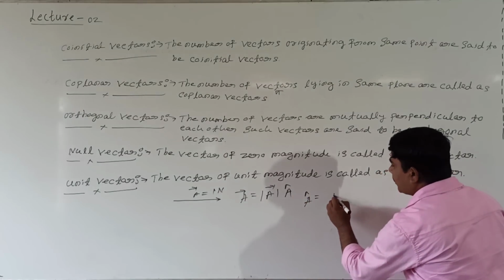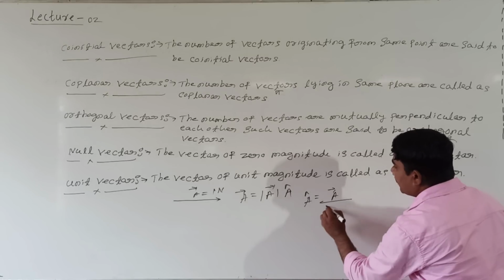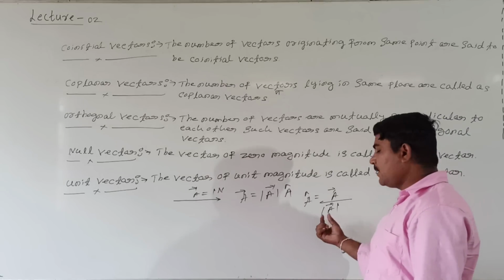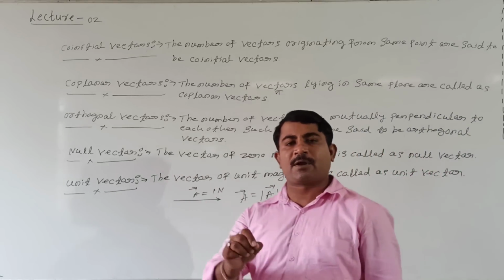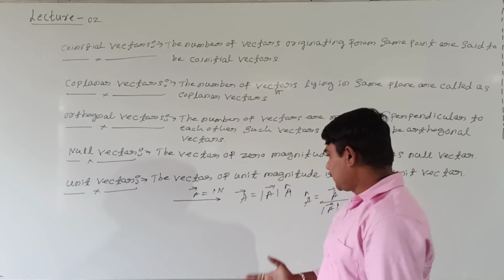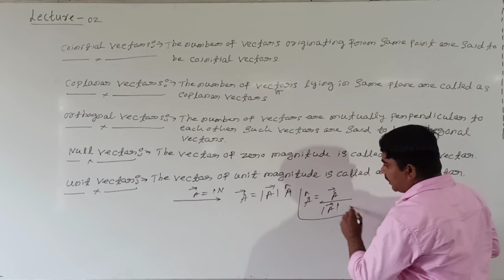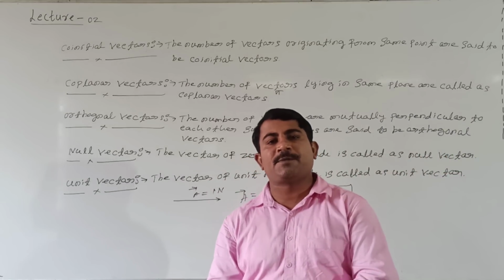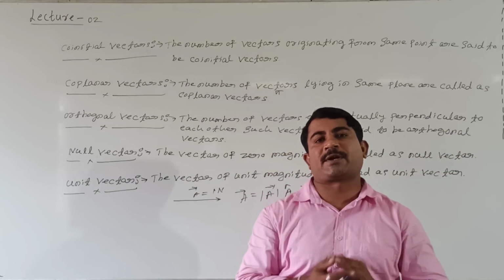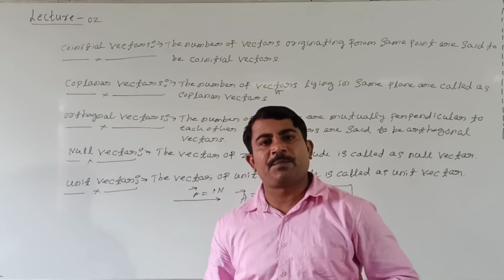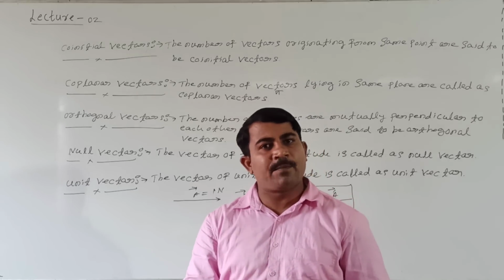A cap equal to how much? A cap equal to vector A divided by modulus A. What is moduli? Moduli represents positive number of a vector, positive magnitude of a given vector. See here, this we are calling the unit vector representation. Already I have said that any vector can be represented in terms of a unit vector. How to represent any vector in terms of unit vector? By taking an example we will see here.